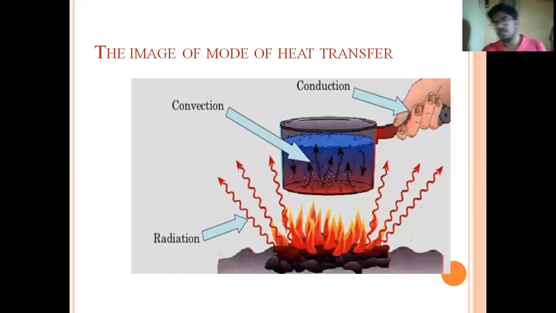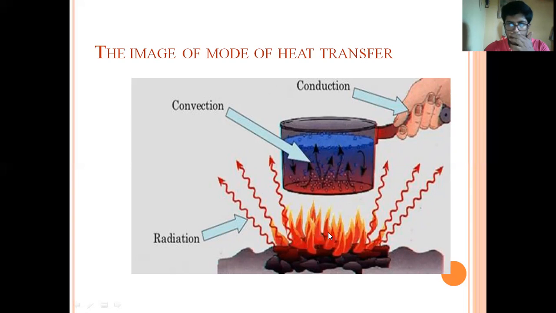Here there is an image. Can you see the image? In this image, all the modes of heat transfer are represented: conduction, convection, radiation. Here you can see the person is holding a vessel by the handle. The heat transfer takes place from the handle to the person's hand. So you can see the conduction mode of heat transfer. By the movement of the water particles, the upper surface of the liquid gets heated by the movement of the liquid particles.